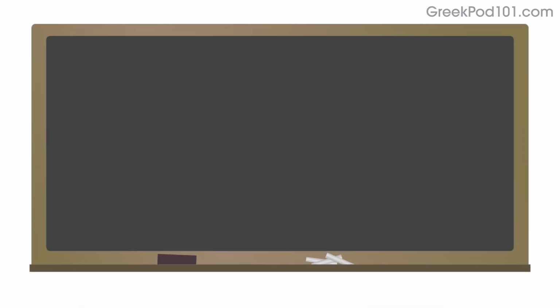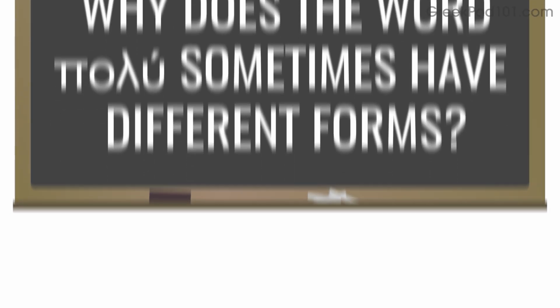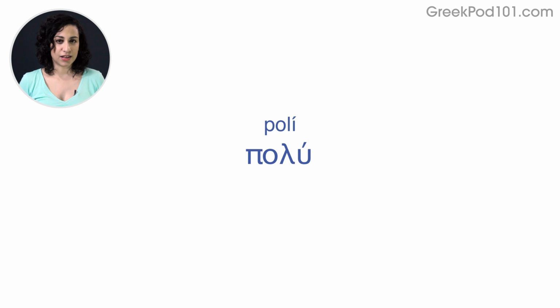The question for this lesson is, why does the word poli sometimes have different forms? This is something I get asked a lot. What you need to know about poli is that there are two types.